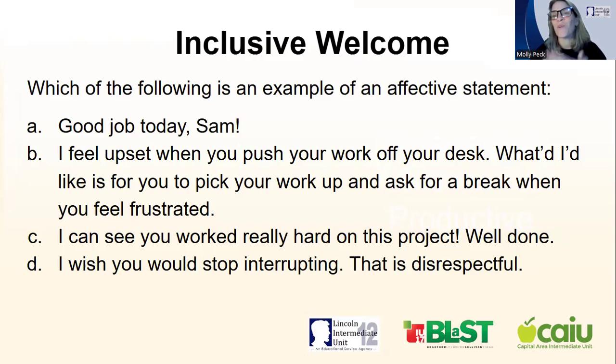Okay, hopefully you were able to pause the recording and come up with an answer. I will go ahead and say that the answer I was looking for would be item B. Right now, we won't go into depth as to why item B was the answer I was looking for. We're going to build on this and come back to this example in a few slides.